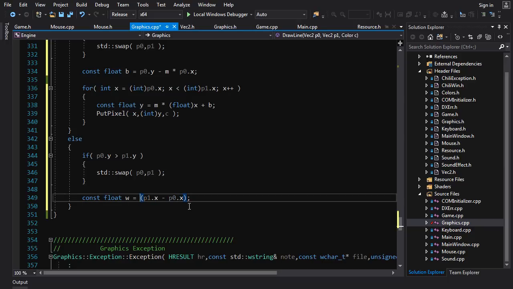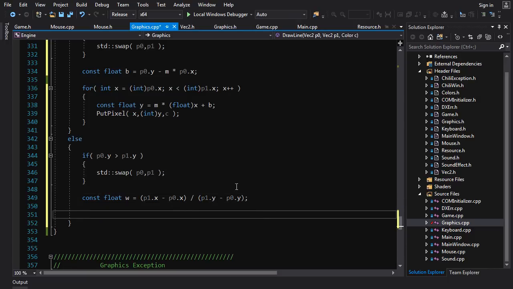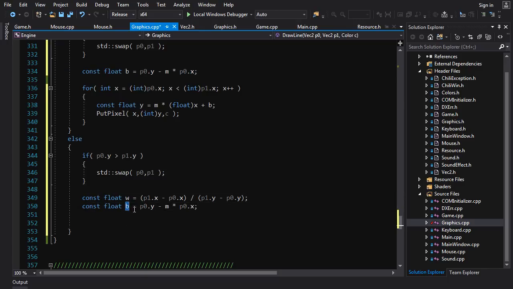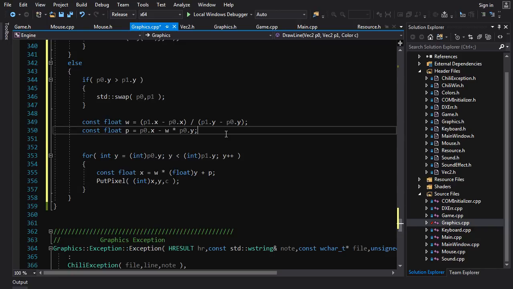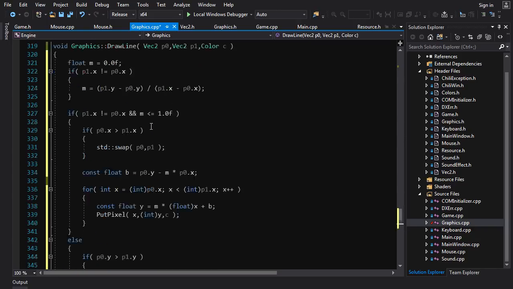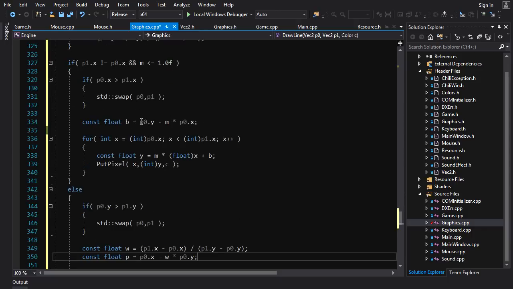So we can go Control X. We can put a slash in there, and then we can delete this guy. Okay, so now that we've got our W, it's going to be simple. We also got to calculate our P. Slightly confusing because P also means point, but you get the idea. And that is going to be X minus W times P0.Y, I believe. And then our loop is going to be the same idea, but using Y. And that is going to look something like this. Let's get rid of that extra line there. And I believe that this probably will do it for us.